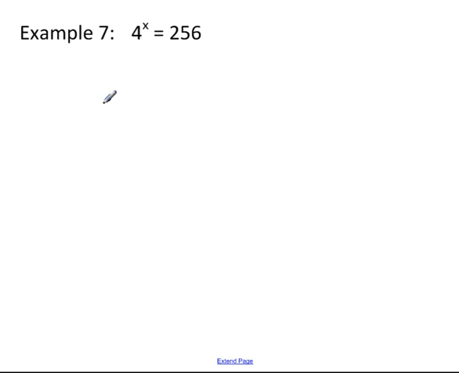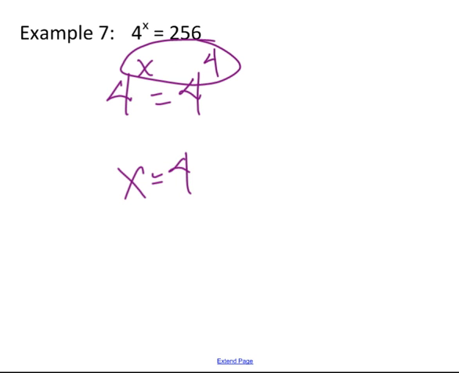So I've got a 256 here. What power of 4 is going to make 256? Hopefully you look at your chart, because I don't know this one off the top of my head either. So 4 to the 4 power makes it 256, so then x has to equal 4.